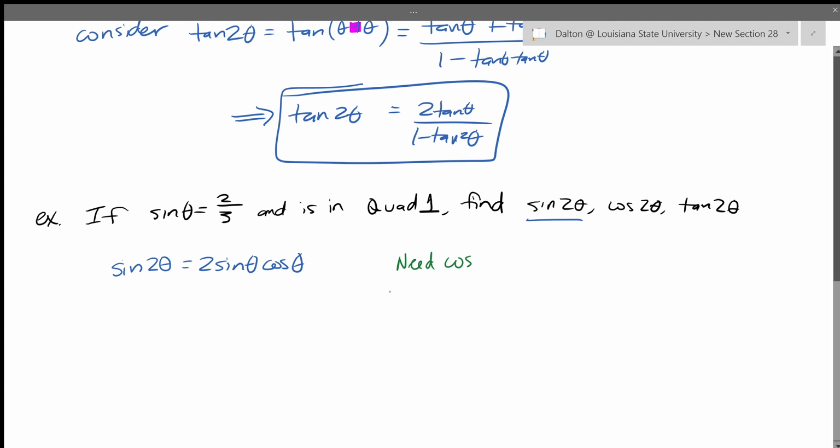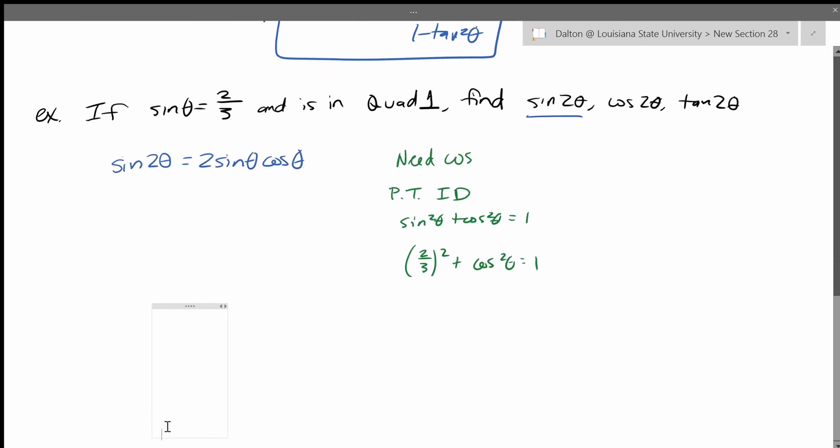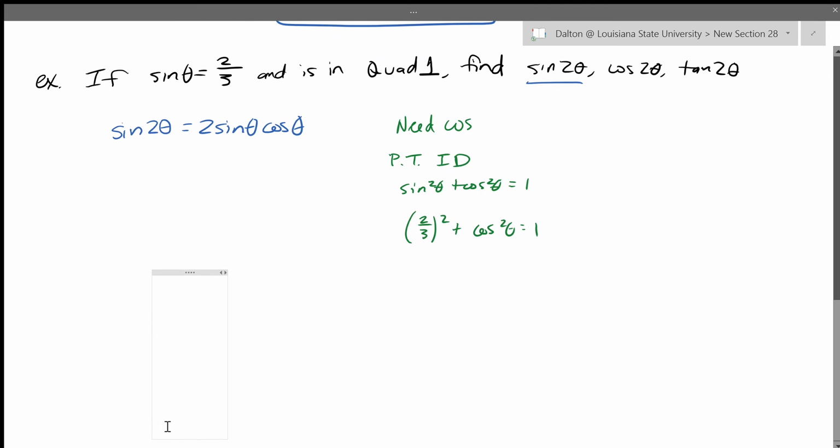Well, what if we use our Pythagorean identity, which says sine squared theta plus cosine squared theta is equal to 1. If I know sine is 2/3, I can plug that in here. So I'm going to do 2/3 squared plus cosine squared theta equals 1, and then I can solve for the cosine in order to plug it into my double angle formula. 2/3 squared is the same thing as 2/3 times 2/3, which is 4/9, plus cosine squared theta equals 1. If I subtract 4/9 from both sides, I get cosine squared theta is equal to 5/9.